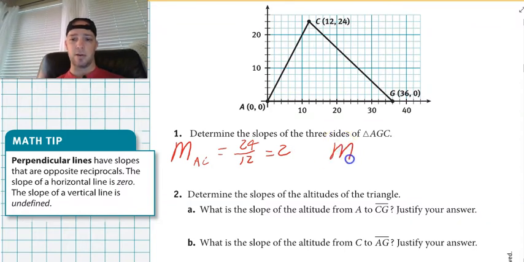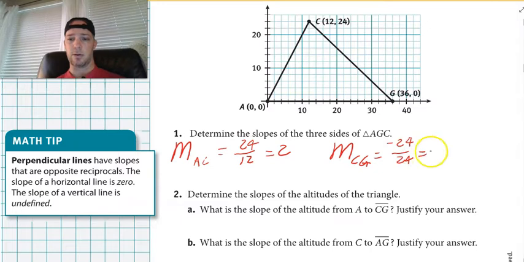The slope of CG, so from C to G, has a rise of negative 24, run of 24. From 12 to 36, it goes over 24 units. So negative 24 over 24 has a slope of -1. And the slope of AG, that one's going to be easy. AG has a rise of 0, run of 36.